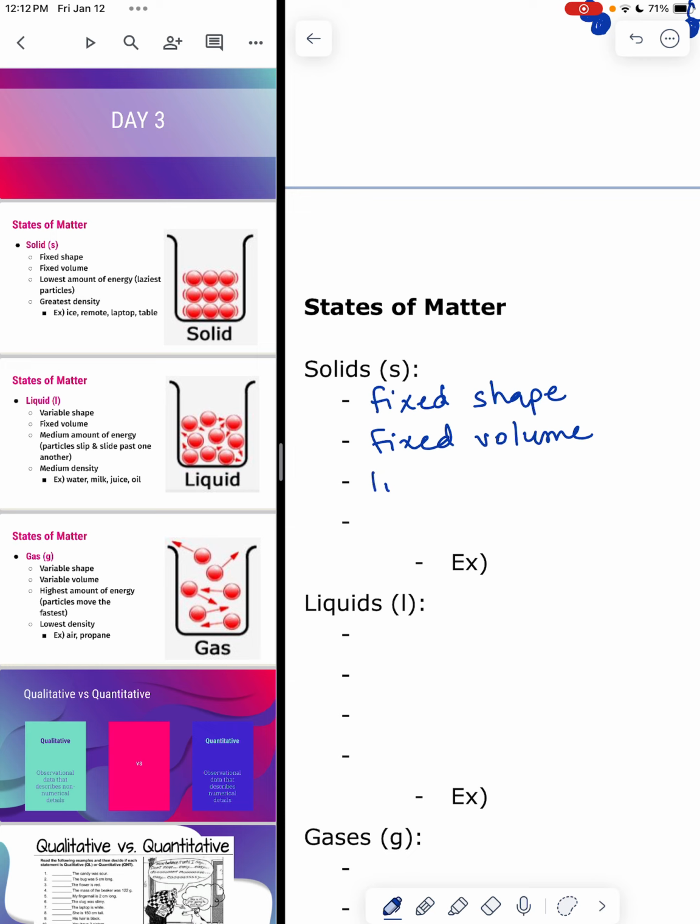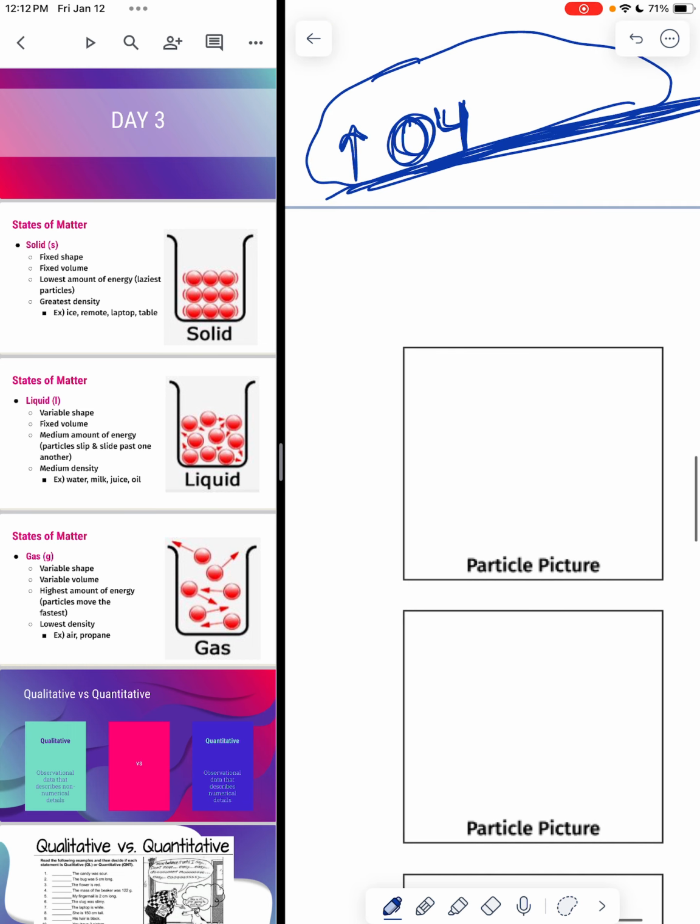The lowest energy, all right? These particles don't move much, and we're talking kinetic energy, KE. Shout out physics. And then it has the highest, for the most part, generally, highest density, because those are so packed. So the particle picture could look something like this, where you have particles that are very, very close together in some type of structured shape, right? So on and so forth.